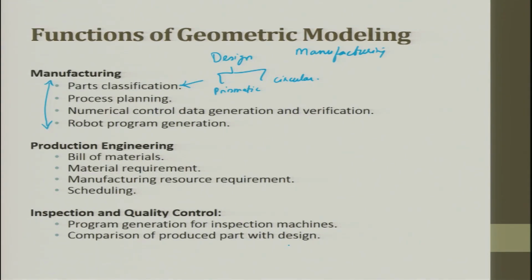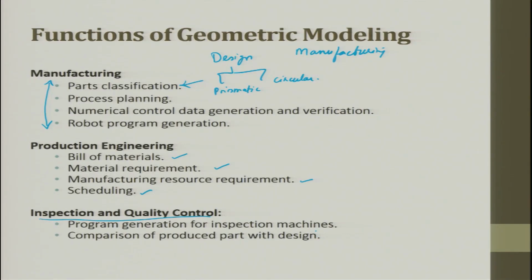When we talk about production engineering, bill of materials, materials requirement, manufacturing resource requirements and scheduling, all these things are functions of geometric modeling. And finally, when we talk about inspection and quality control, the program generation for inspection machines and comparison of the produced part with the design are part of inspection and quality control.